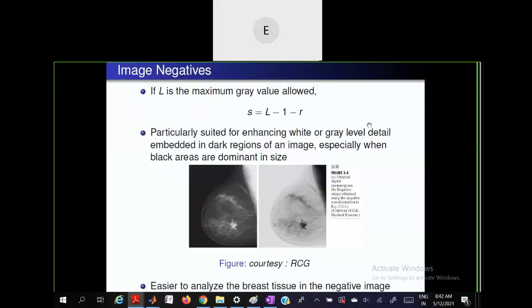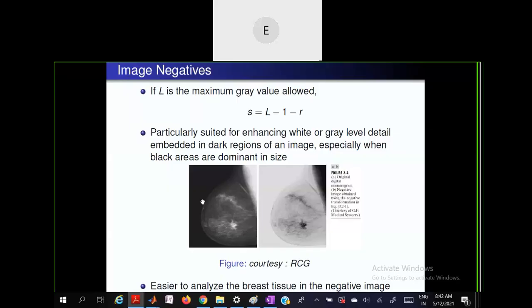Okay, so this sentence is very important. Why it is important? Because the question need not be directly asking you to explain image negative operation. That is the straightforward way of asking the question. You can be asked a question something like this: you are given a medical image which is known to have a small gray level region embedded in a dominant black region.